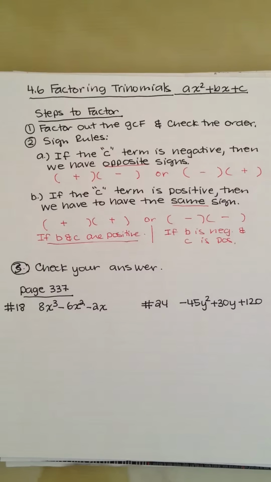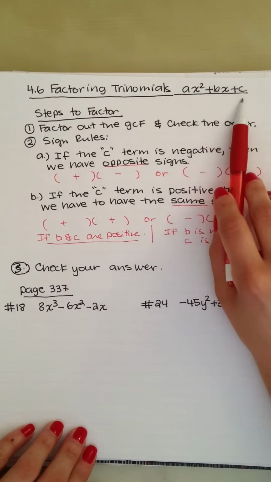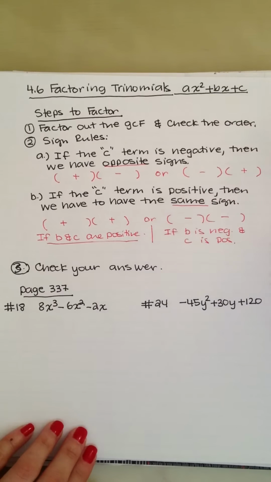Section 4.6, we are factoring trinomials. So in this section, you will have three terms. If you have three terms that look like ax squared plus bx plus c, then we would use the following steps here to factor.